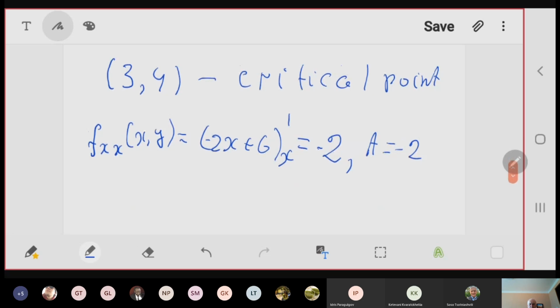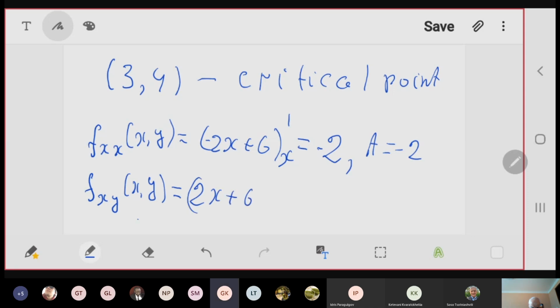Okay. Now next is to find B. B is f_xy, and it's going to be... any idea? It's going to be 0, because y is like minus 2. Right, it's 0. So B equals 0.